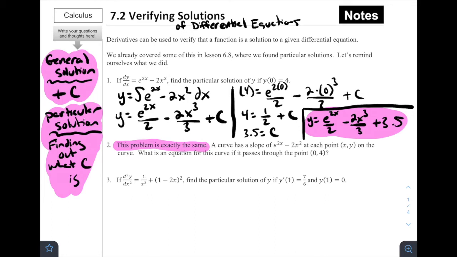We should be familiar with both of these types of ways, because depending upon the problem, it might be in one way or the other, but the work for this would be exactly the same. I'm not going to do it over again. It is exactly what we would see in problem number 1.